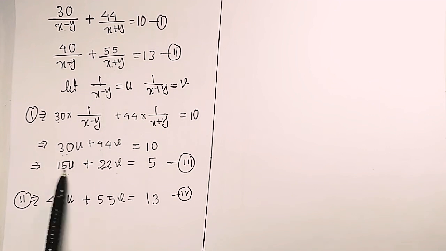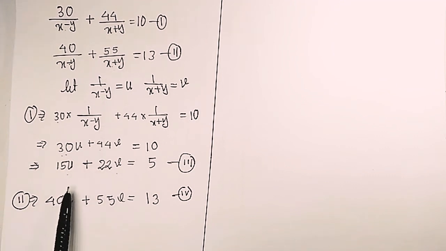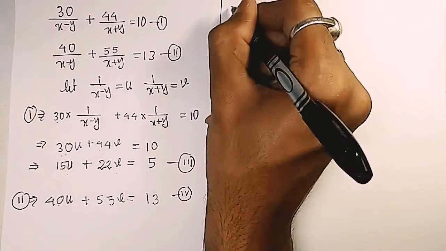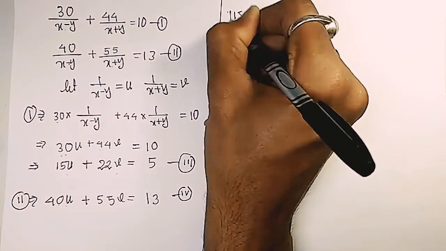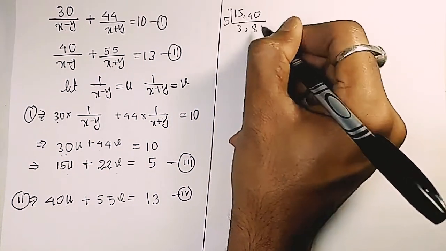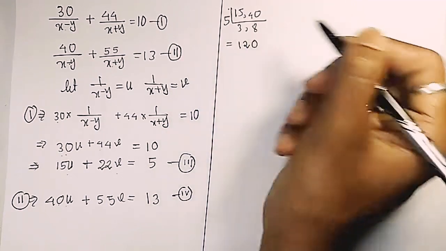What is the coefficient of u? It is 15. And in the other equation, the coefficient of u is 40. First of all, you should find the LCM of 15 and 40. Dividing by 5, we get 3 and 8. So the LCM is 120.